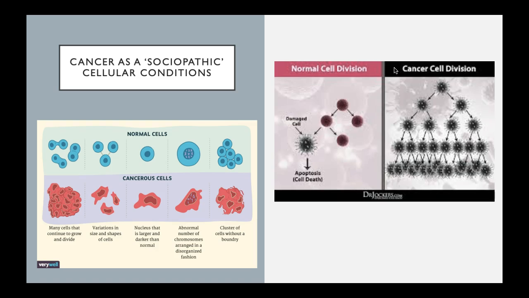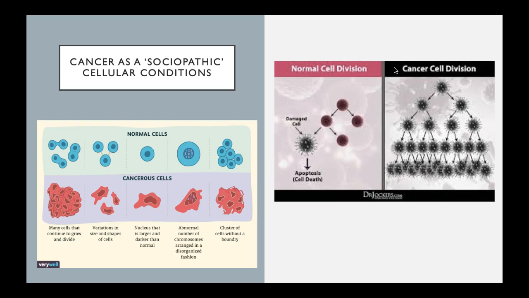Finally, I mentioned it throughout: when things aren't regulated properly and cells are dividing uncontrollably, we get cancer. So let's talk about cancer as a sociopathic cellular condition, because that's exactly what these cancer cells act like. Normal cells always work for one major cause. They benefit and help the organism survive.